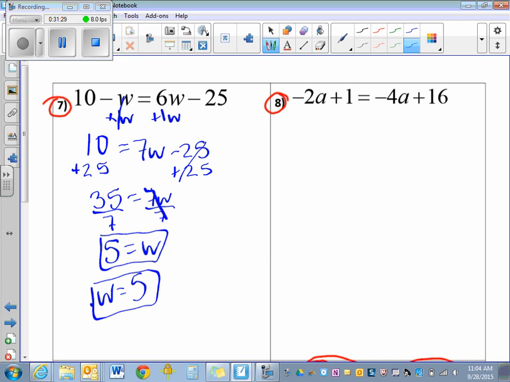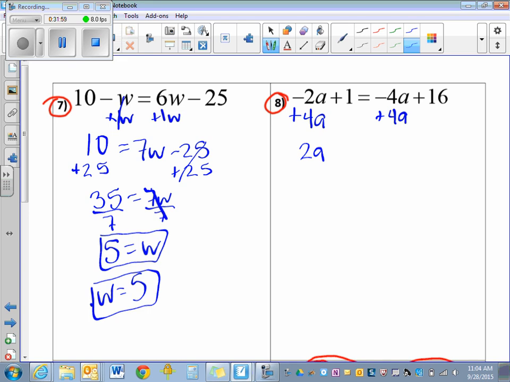Okay, number 8. Same idea. We need to combine our like terms. Here, both of these are negative. I'm going to add my 4a because that will result in having a positive variable here. Negative 2a plus 4a is positive 2a. If I added my 2a, I would have gotten negative 2a, which is fine on the right side. You still arrive at the same answer. So negative 2a plus 4a is positive 2a.